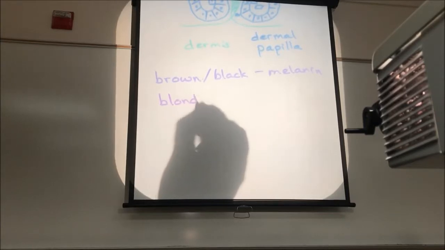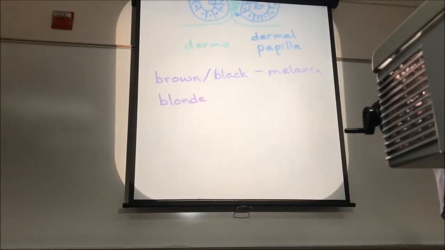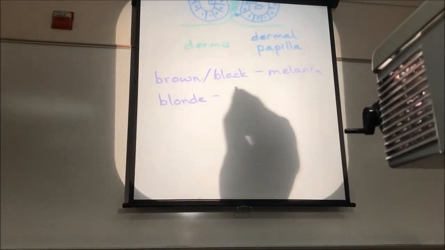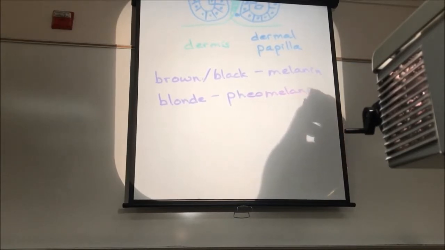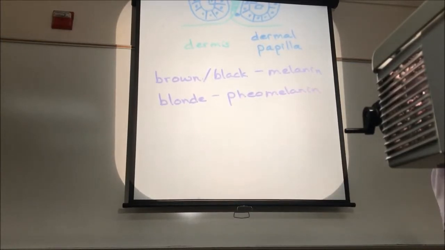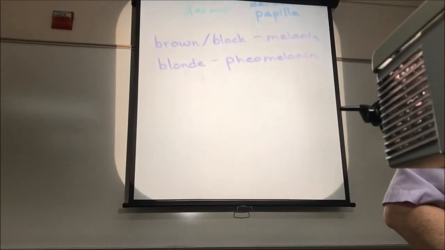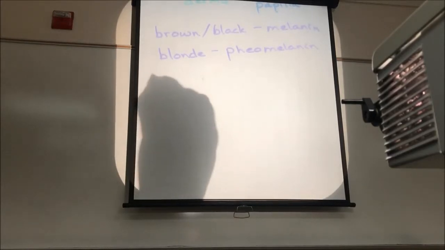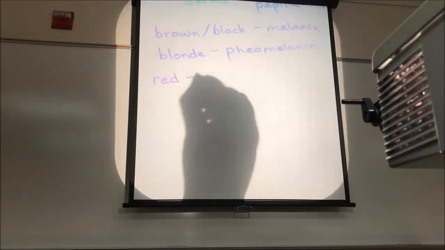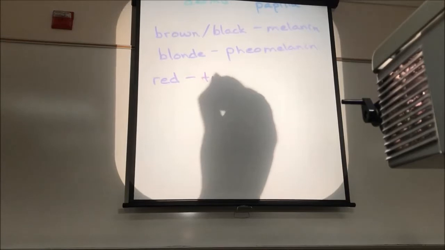Blonde is a variation on melanin called pheomelanin. It's like a mutated form of melanin that isn't quite so brown. So it comes across macroscopically when we look at our hair with our naked eyes as kind of a yellowy color. Red is a pigment called trichosiderin.